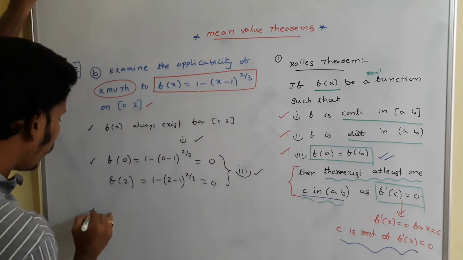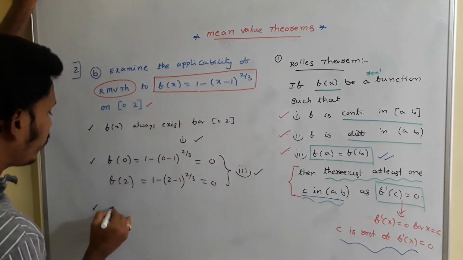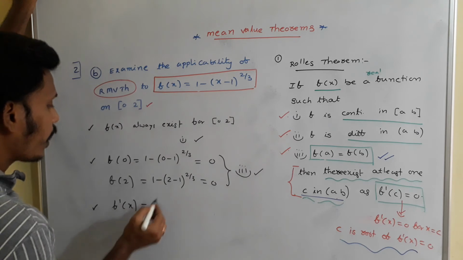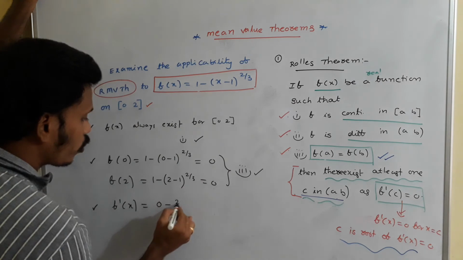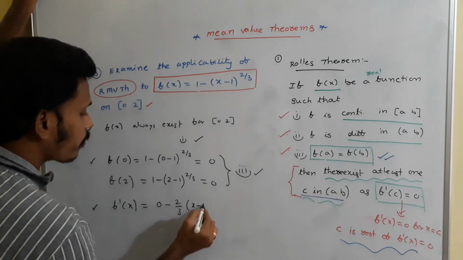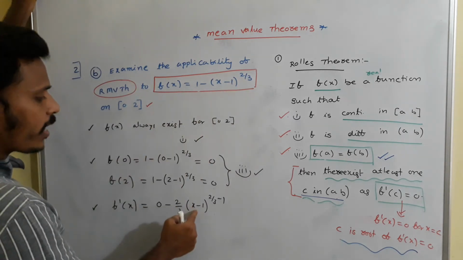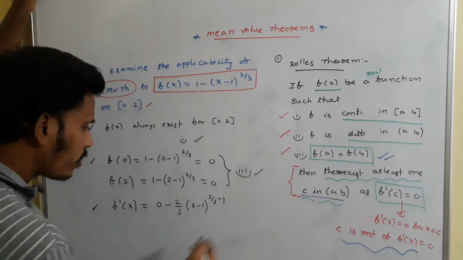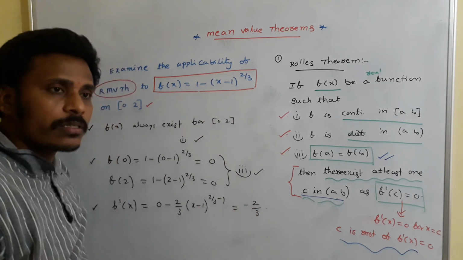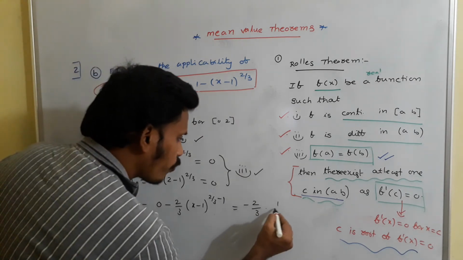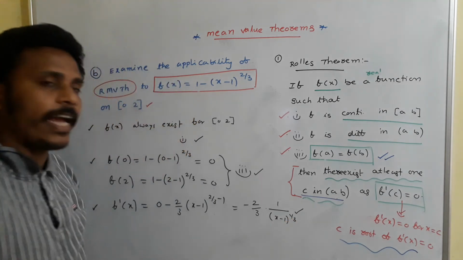For the second condition we need to think about the differentiability of the function in the interval. For that you just calculate the derivative f dash of x. Derivative of 1 is 0 minus x minus 1 power 2 by 3, so minus 2 by 3 into x minus 1 power 2 by 3 minus 1. Something power n into x power n minus 1. So this is equal to minus 2 by 3 into x minus 1 power minus 1 by 3, which means 1 by x minus 1 power 1 by 3. This is f dash of x.